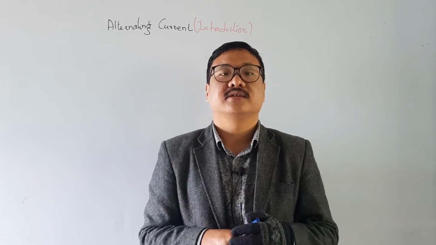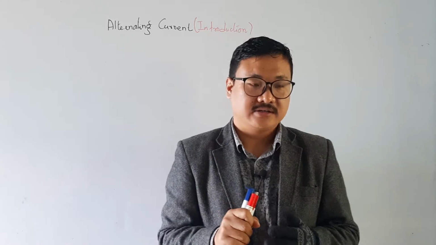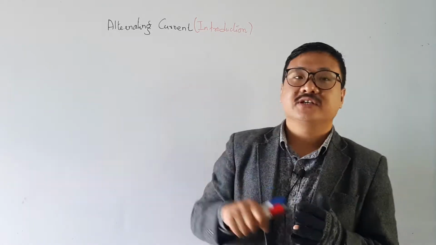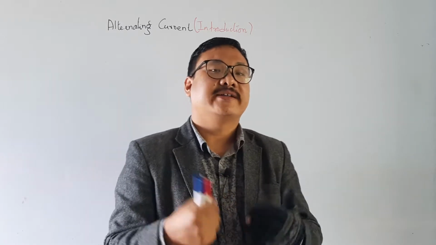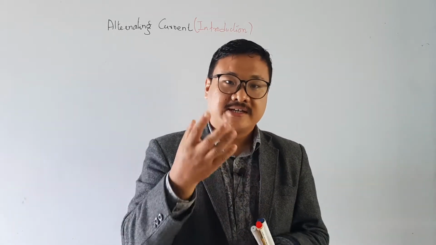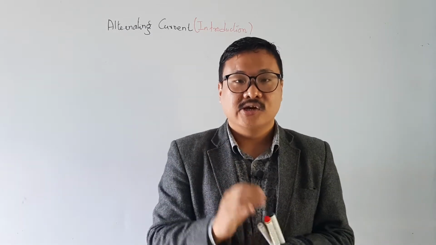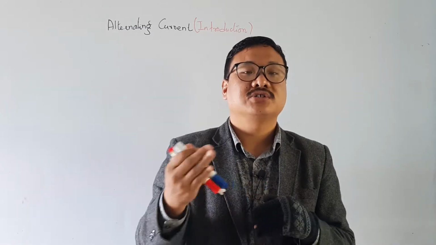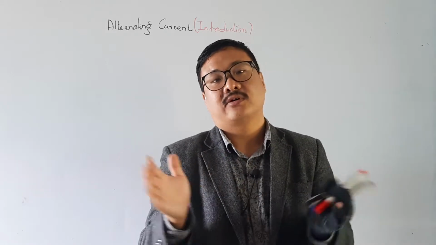Dear students, let us start a new chapter whose name is alternating current. Before going to alternating current, let us talk about direct current first. Direct current, we have studied, is a current whose magnitude does not change, that is, the magnitude remains constant for all the time.